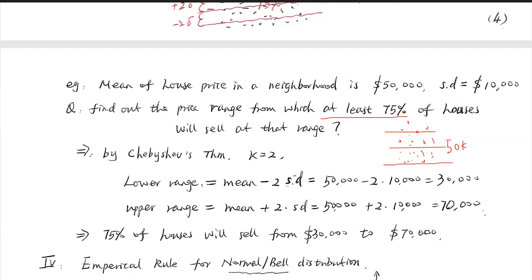Try to see what is, say, in this range. So we know at least 75% of data points, right? 75% of the houses will fall in this range. Okay, so the question here is, how do we find out this range?